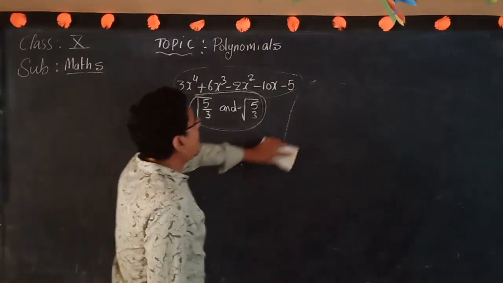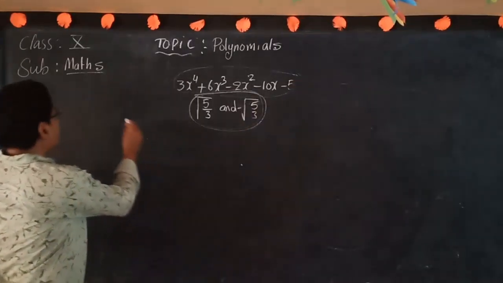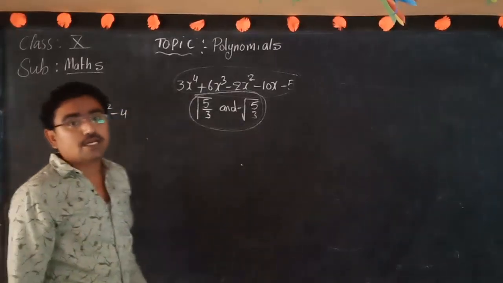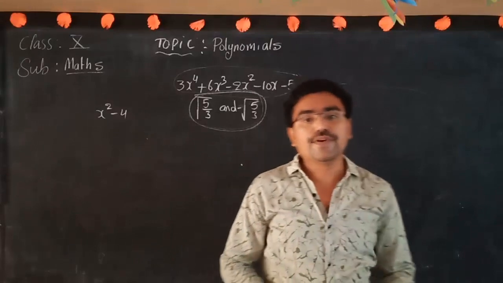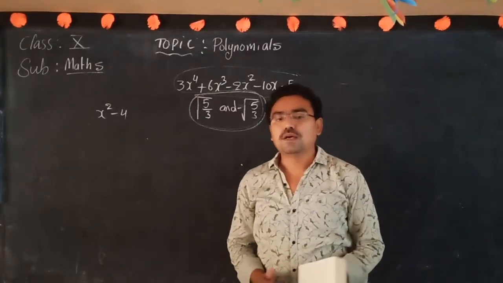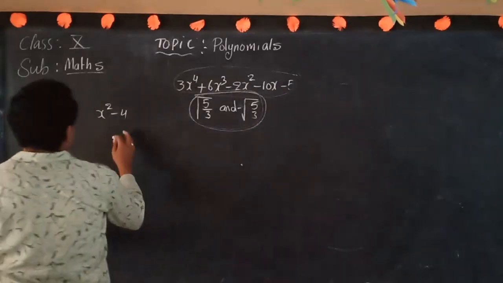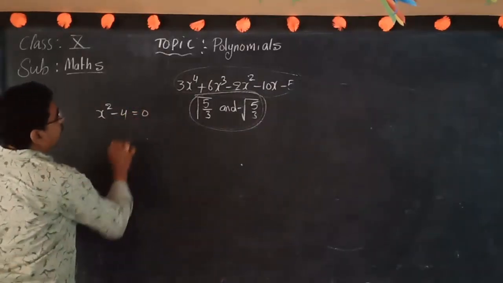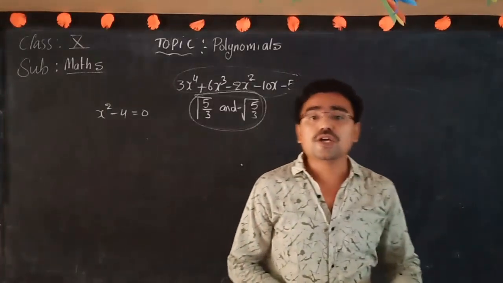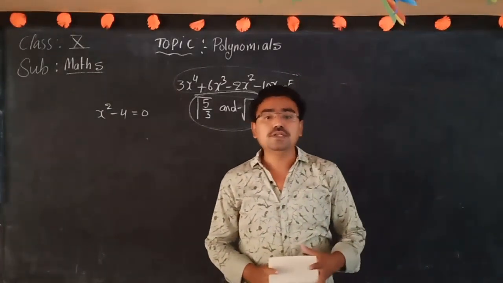So here we already know x square minus 4. For this, how can we identify the zeros of the polynomial? We already know the given polynomial must be equated with zero. Generally, to find the zeros of the polynomial, we must equate the given polynomial with 0.